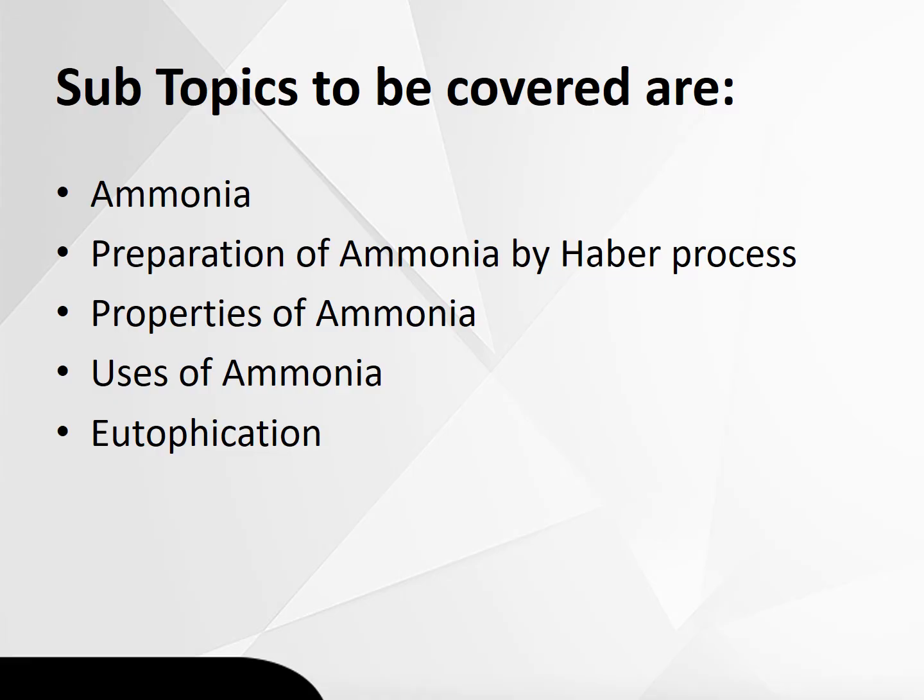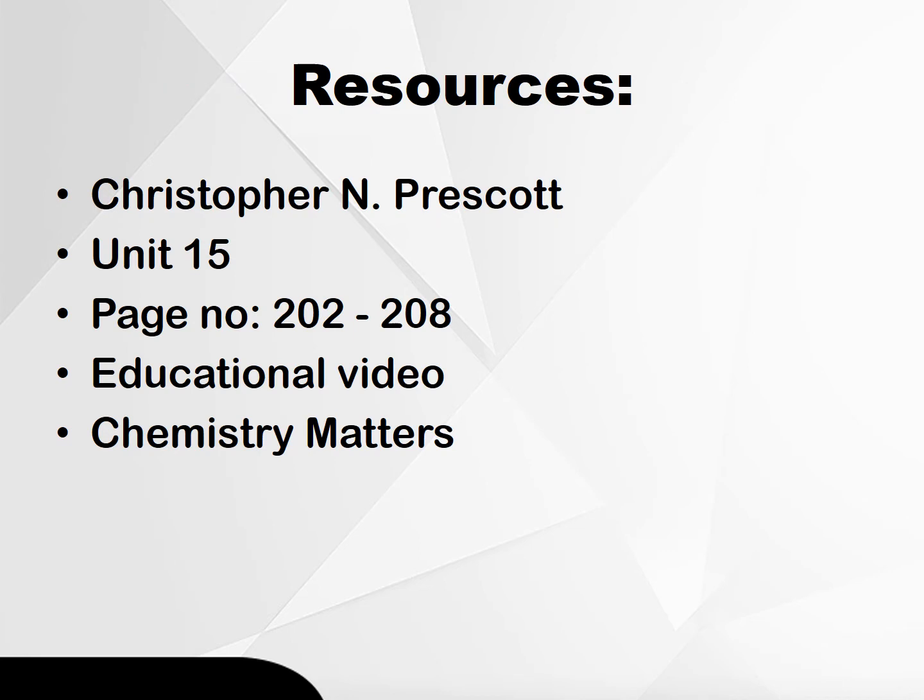Subtopics to be covered in week number 6 are ammonia, preparation of ammonia by Haber process, properties of ammonia, uses of ammonia, and eutrophication. The resource used to cover this topic is your chemistry book written by Christopher N. Prescott, Unit 15, page number 202 to 208. An educational video is also provided at the end of the lesson. You can also consult Chemistry Matters.